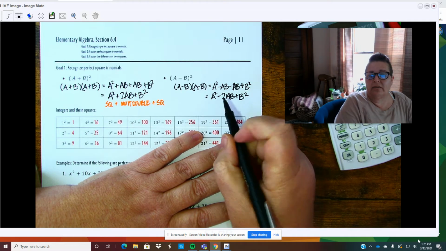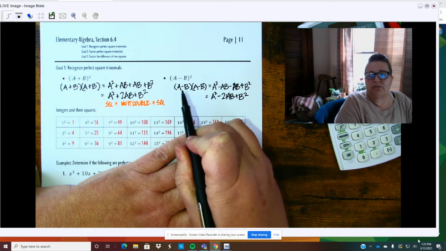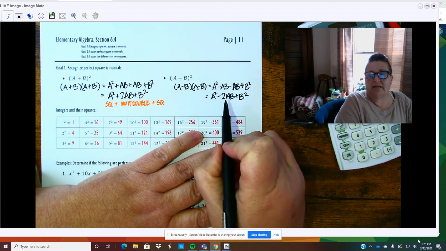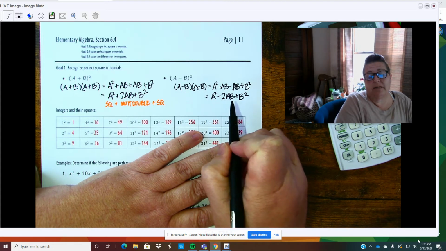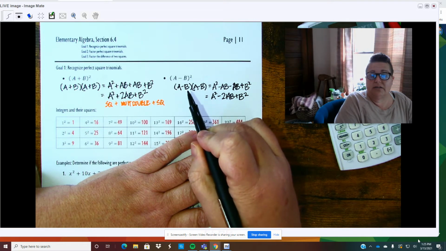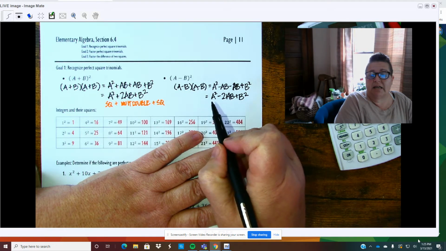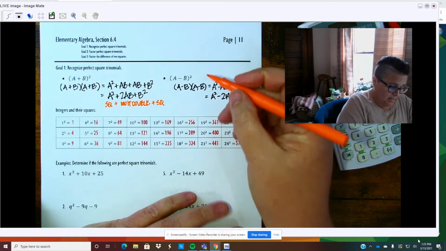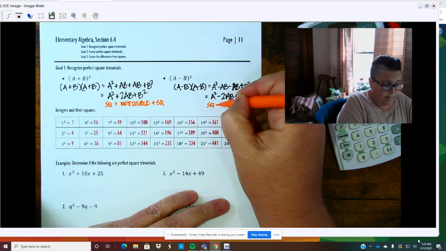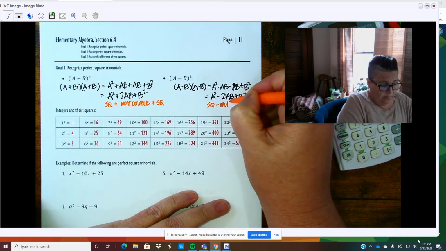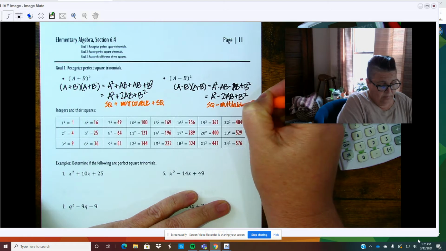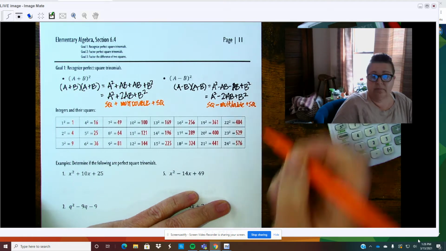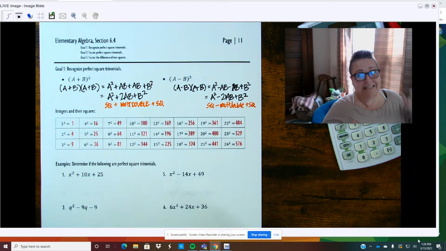Again, a square, multiply the two parts of the binomial together and double it, giving us a minus 2ab, and then plus the second term in the binomial squared again. So again, I have square, multiply, double, square. Only because it's subtraction, this time we're subtracting it. So we got square minus multiply, double, plus a square.